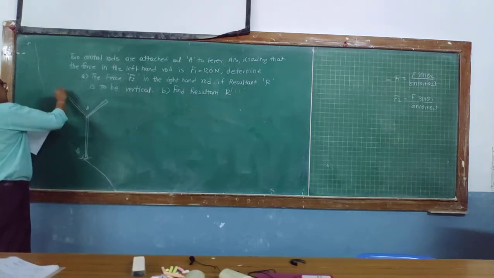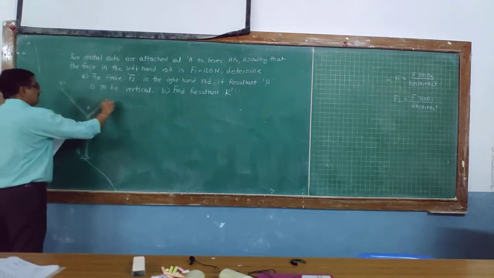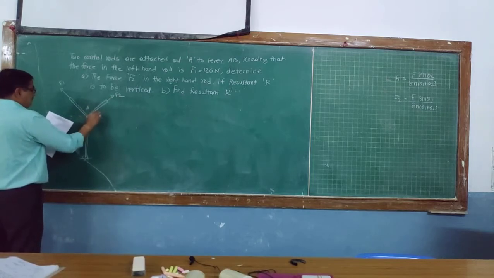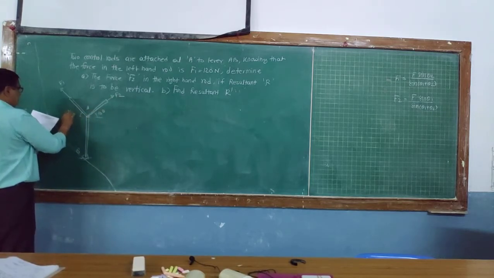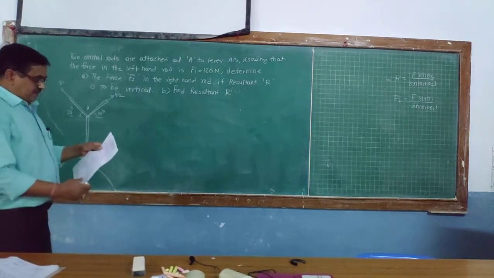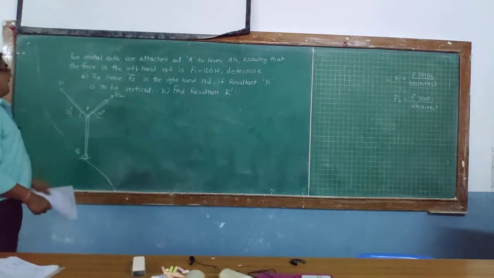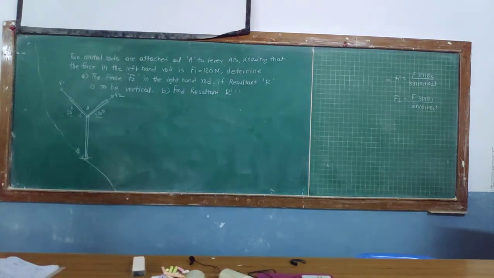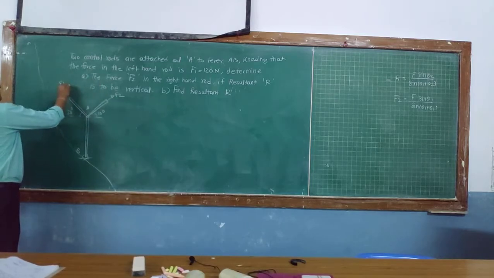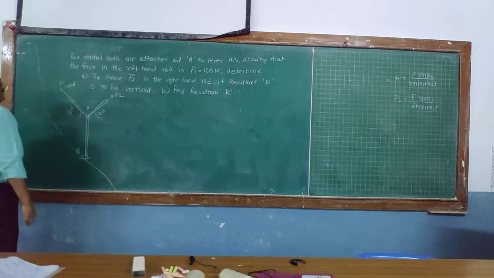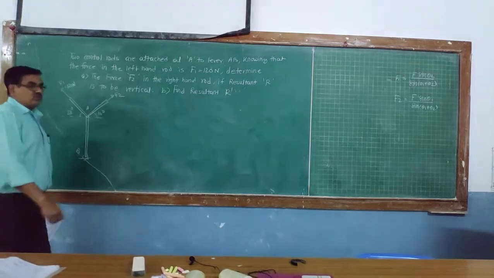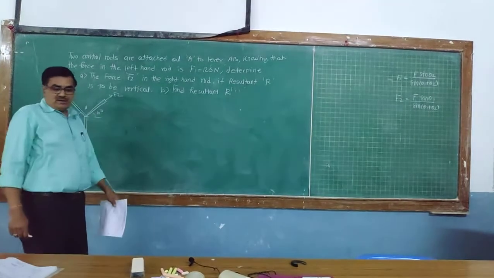Two forces are acting. This is F1 and this is F2. The figure is given, with 10 degrees and 28 degrees. So this is the given figure. Two control rods are attached at A to lever AB. Knowing that the force in the left hand rod F1 is equal to 120 Newton, determine the force F2 if the resultant is to be vertical, and also calculate the magnitude of the resultant.